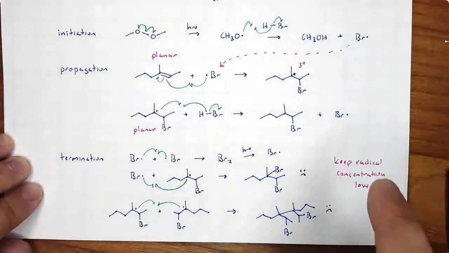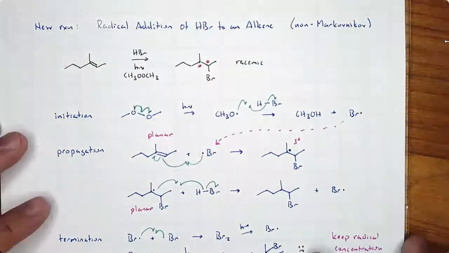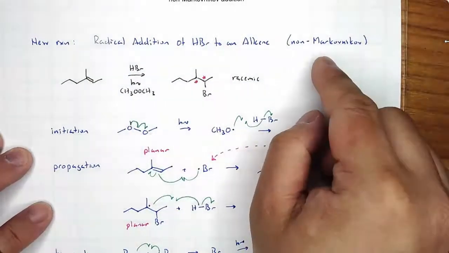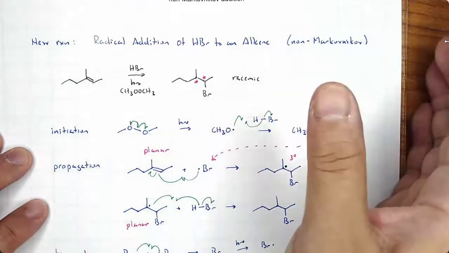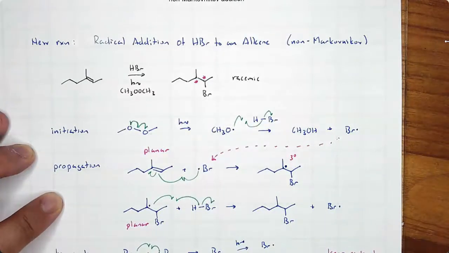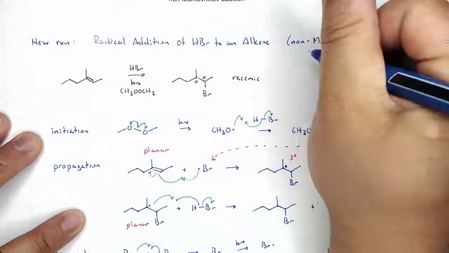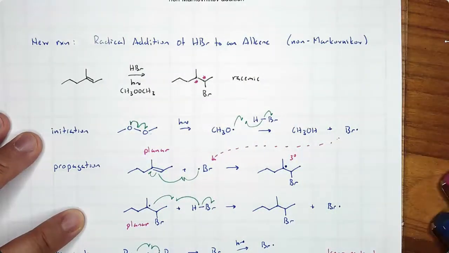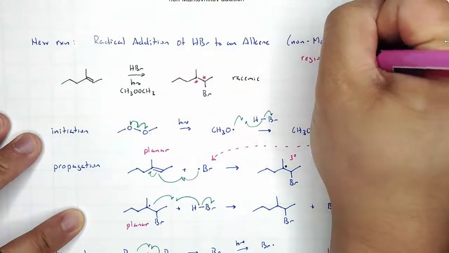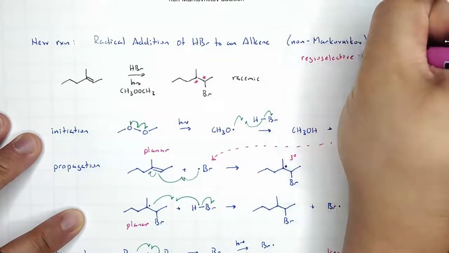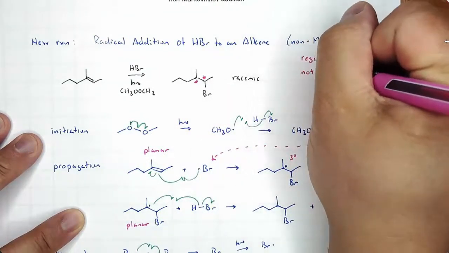Let me draw you the stereoisomers that are created. Again, it's regioselective, right? So we are not getting a mixture of constitutional isomers, but this is not stereoselective because of the trigonal planar intermediates. Those are terms that you should be familiar with. Regioselective, correct? Because it's non-Markovnikov, but it's not stereoselective.